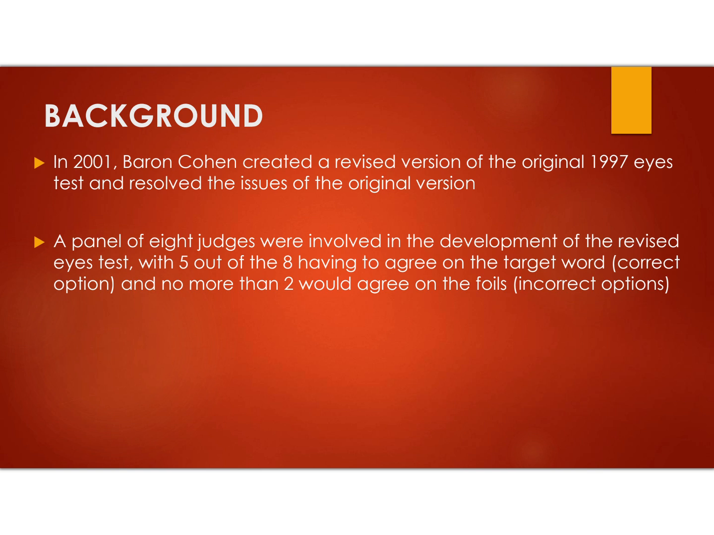That's the first criteria. The second criteria is that no more than 2 judges can pick the same foil. Now, a foil is an incorrect option. By now you've probably figured out, because you saw the first picture which I showed you from the eyes test, that there was a set of eyes and 4 options. So one of the ways they overcame the issues of 2 options is that they increased it to 4. So one is the correct or target word, and there are three incorrect words which we refer to as foils.